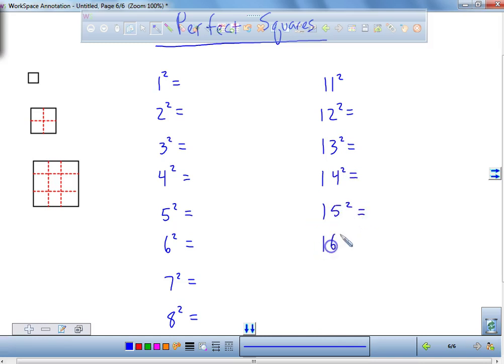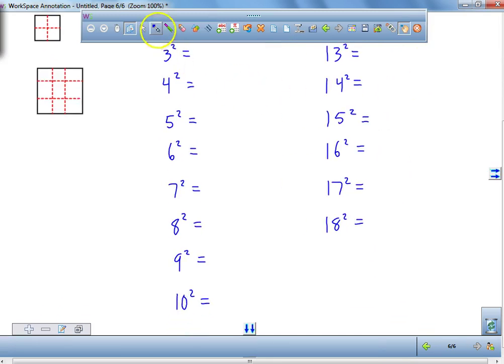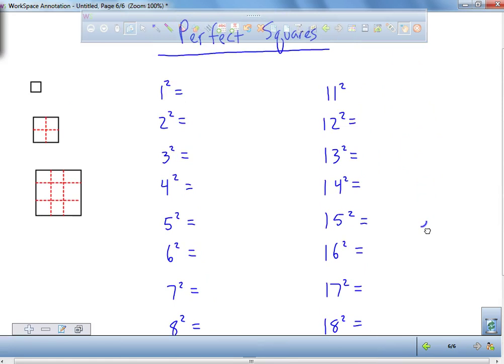Figuring out my time. But you know what number I'm gonna do next? Okay. We're stopping. Most students typically get through the first 10, but then they forget from there on.